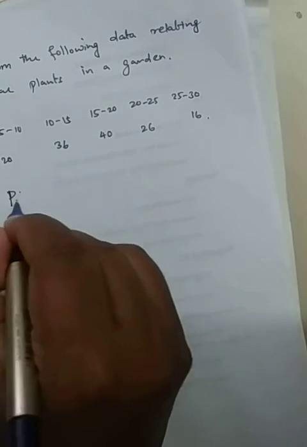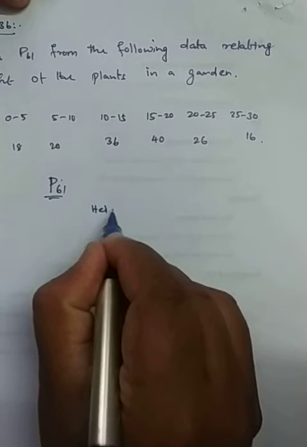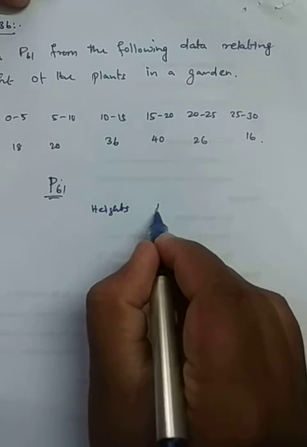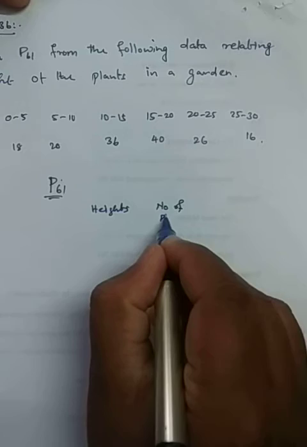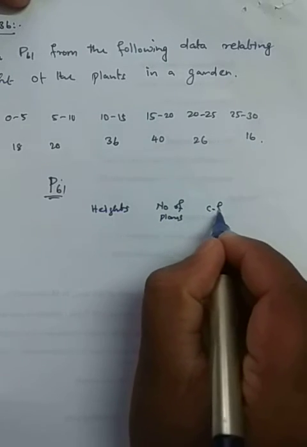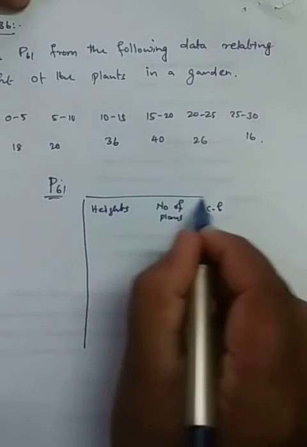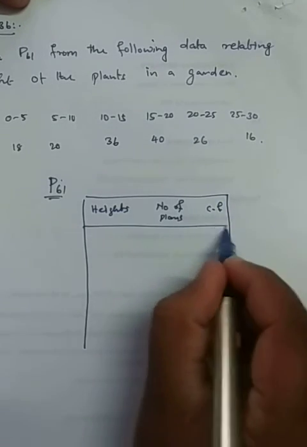Okay, I am going to write a small adjustment in this one. So here also we need to construct a table. First we will construct a table, then we will find it. So we need to find P61, the 61st percentile. First I will write a tabular column: height, then number of plants, and then CF, cumulative frequency. This we need to find.